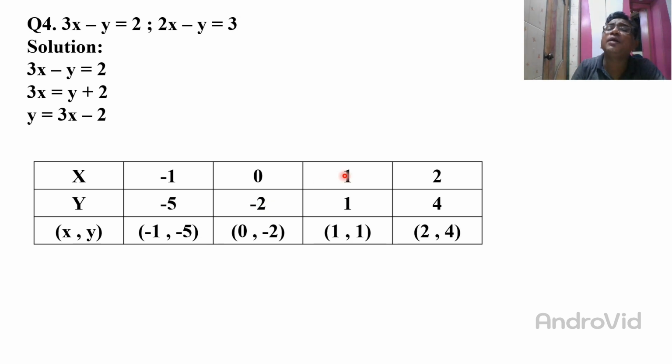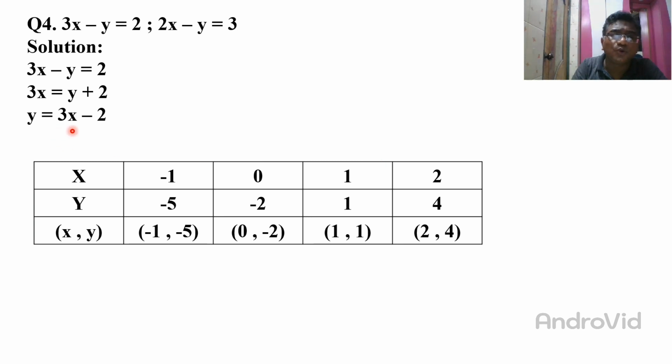Then I take the x value 1. This is positive. 3 ones are 3, this is plus 3. 3 is positive and 2 is negative, the signs are not the same, so we subtract. 3 minus 2, what remains? 1. So the y value is 1. Then I take the x value 2.